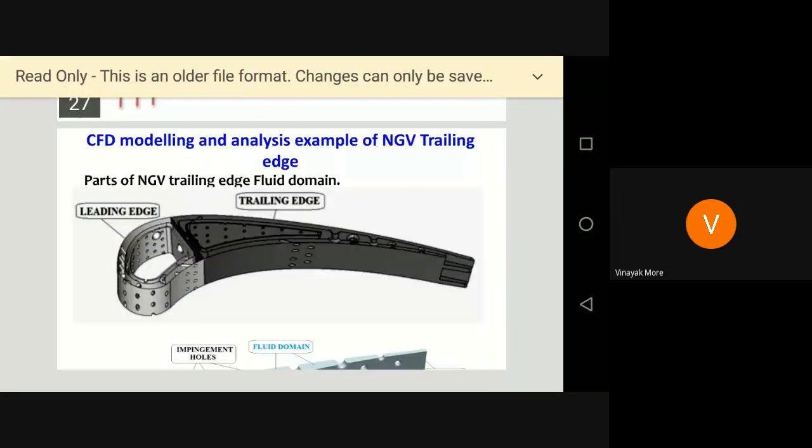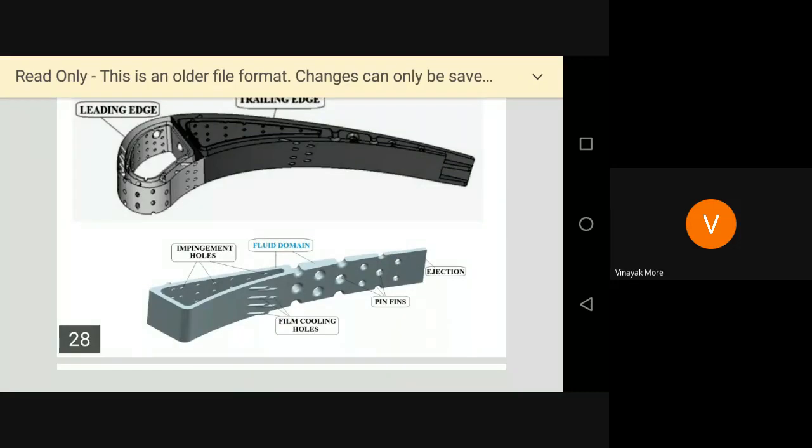So here, for example, I have taken one CFD analysis where only the fluid part of the air or the coolant is modeled, with different holes, pin fins and impingement holes. This part is taken only at the center of the blades, because if you see, the center part of the blades has more pressure and more temperature acting on it.